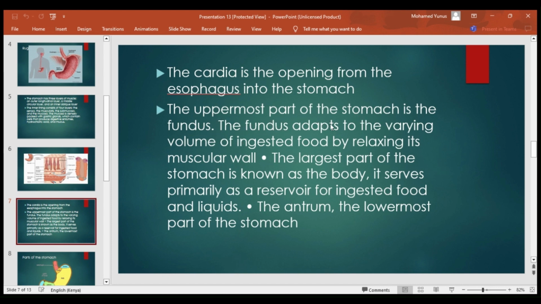The uppermost part of the stomach is known as the fundus. We find that the stomach has three parts: the uppermost part, the middle part, and the lower part. So the upper part is known as the fundus. The fundus adapts to the varying volume of the ingested food by relaxing its muscular wall. Then the largest part of the stomach, that's the middle part of the stomach, is known as the body, and it serves primarily as the reservoir for ingested food and liquids. Then we have the lower part, which is also known as the antrum. It's the lowest part of the stomach.